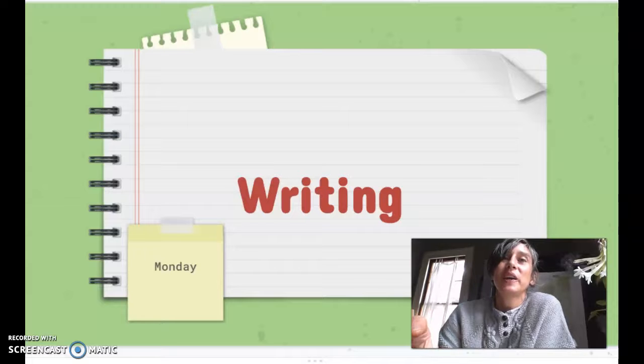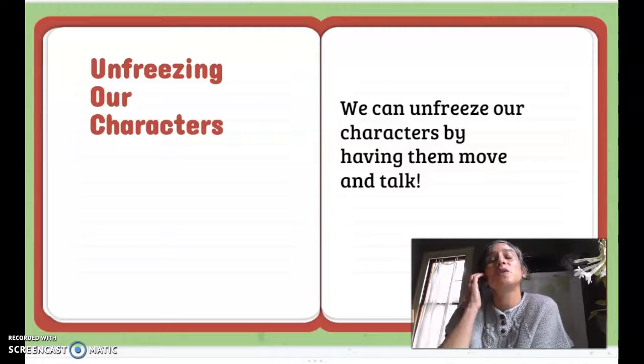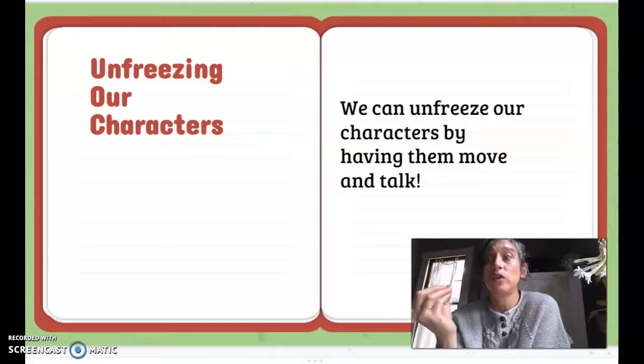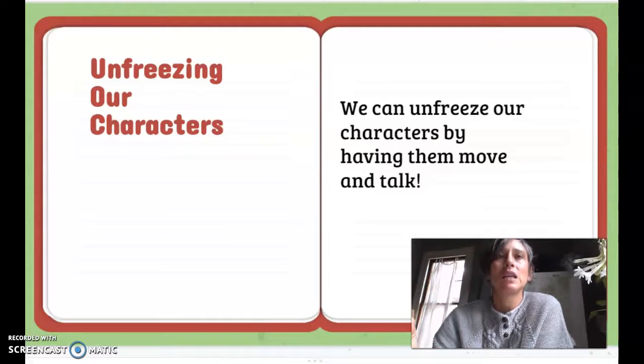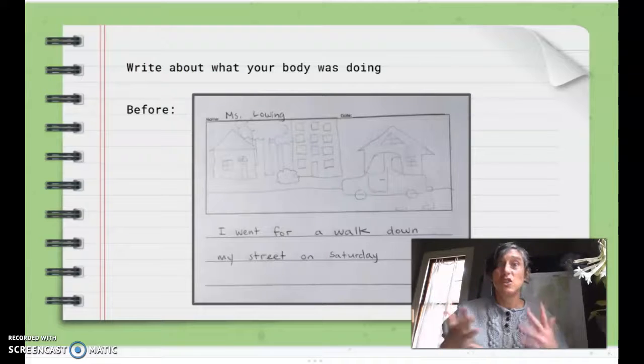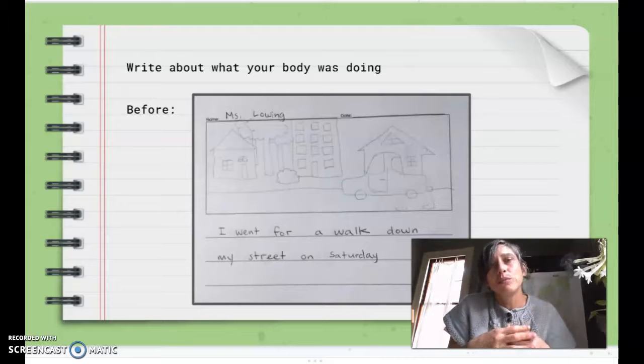Today we are going to be talking a little bit about how to unfreeze our characters. And what that means is today I really want you guys to work on your stories, thinking really specifically about how to have your characters move and talk. Okay. So the very first thing that I want you guys to try to do today is think about what your body was doing. And I have an example from a story that I've been working on.